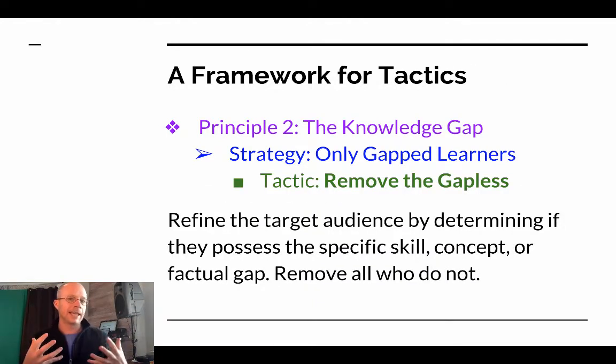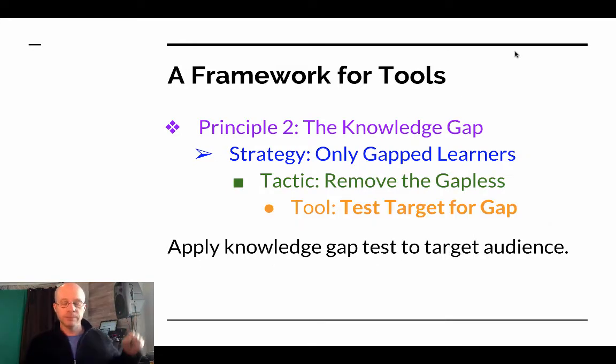So we could have a tactic that executes against that strategy. Let's take out all of the people that already know this thing. Let's refine our target audience by determining if they possess the specific skill, concept, or factual gap. If they don't possess that gap, let's take them out of our target group. And how can we do that?